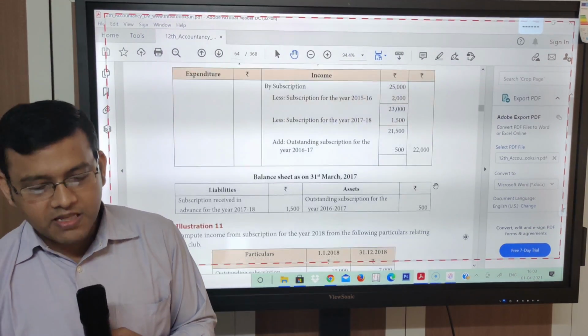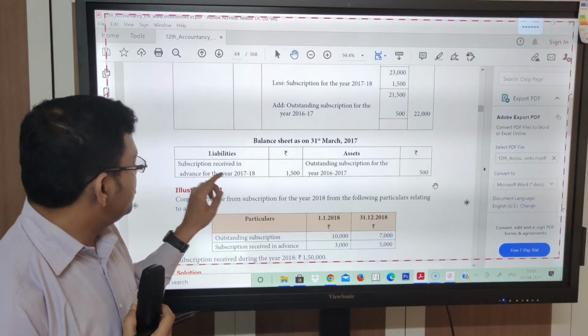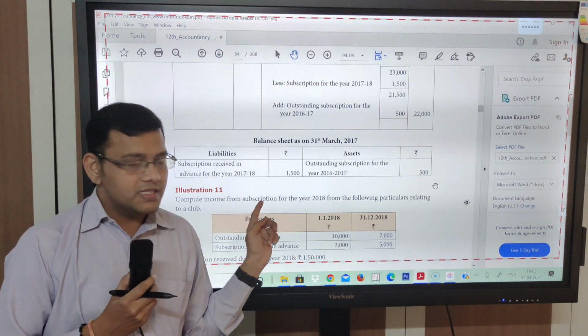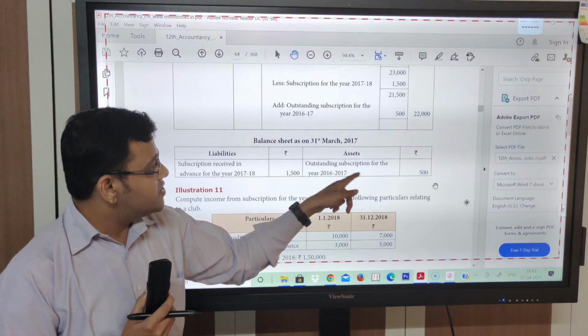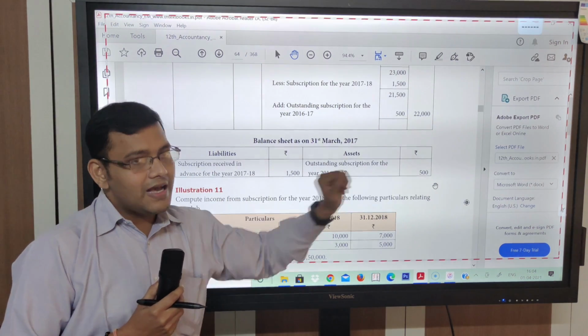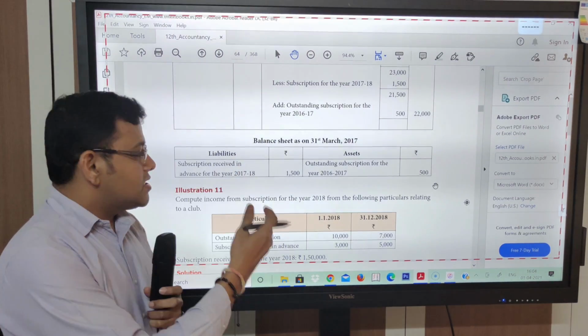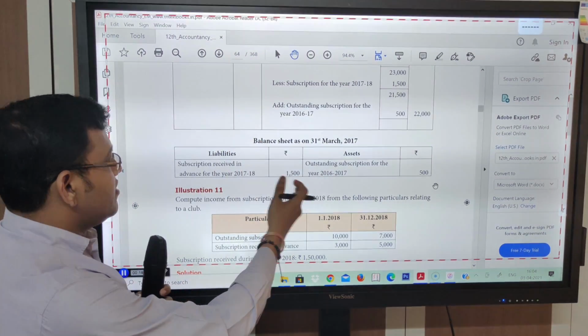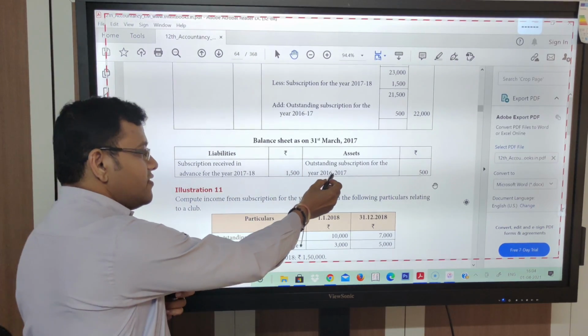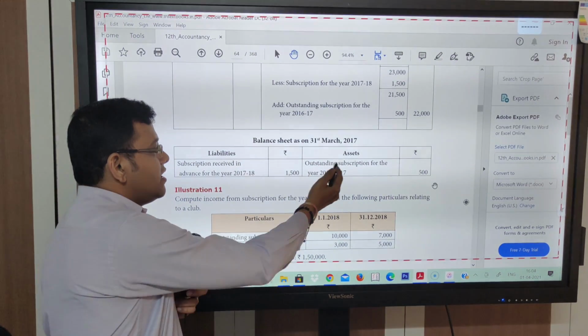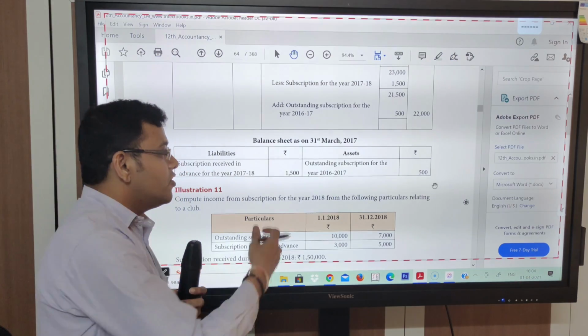And when we prepare the balance sheet, the subscription which is going to be received in advance will be on the liability side, and the outstanding subscription for 16-17 will be on the asset side. So this is how you have to present your subscriptions which are to be received. Either it is received in advance and will be on the liability side, or it is outstanding and will be part of your assets.